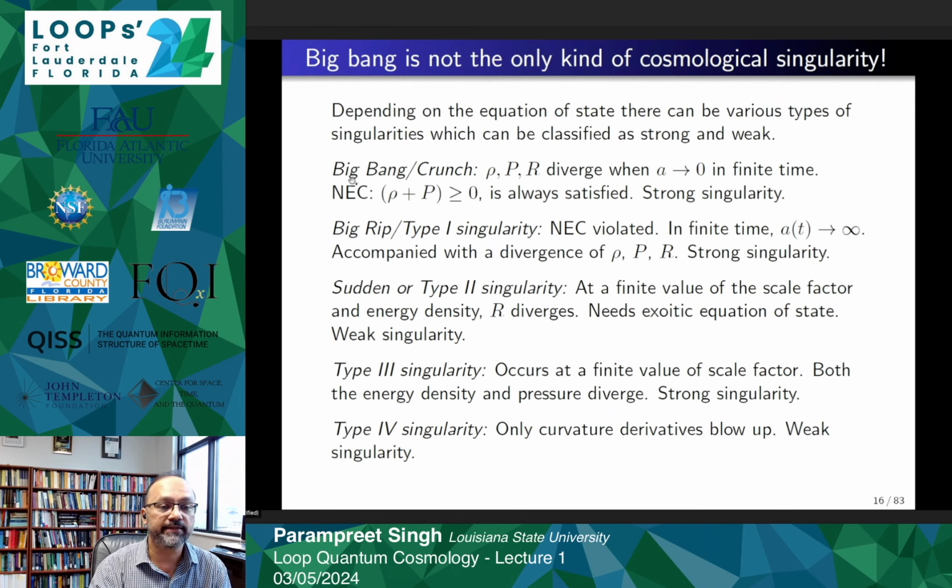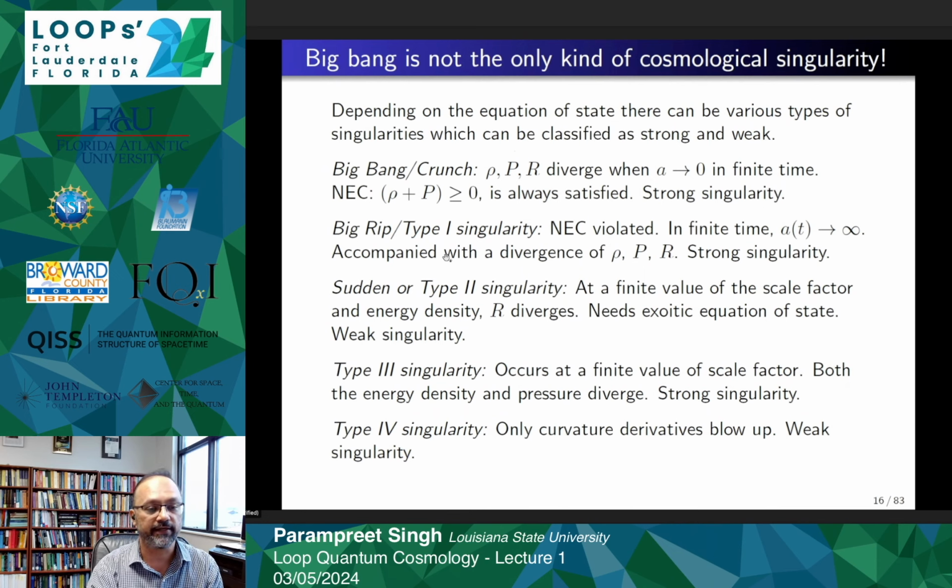First of all, the Big Bang has a dual, which is called a big crunch, which happens when you have a closed universe, a k equal to 1 universe. A big crunch is a future twin of the Big Bang, in which both the energy density, pressure and the Ricci scalar will diverge. When a goes to 0 in finite time, the null energy condition is always satisfied, and this is what we will later see as a strong singularity.